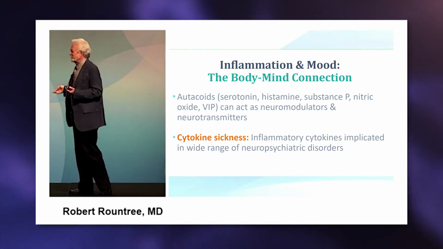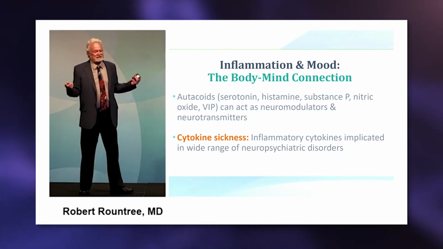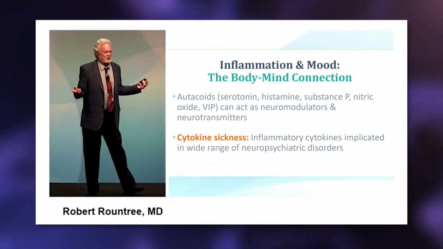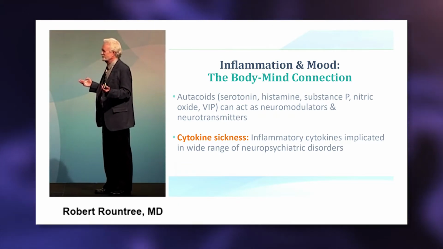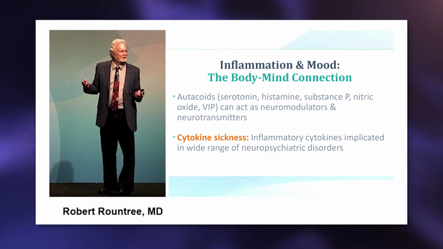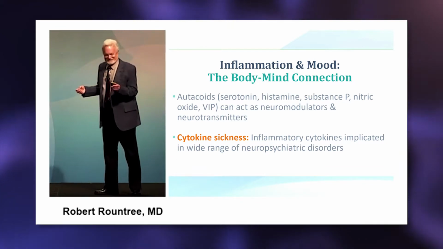The interesting thing to me is how nature does this double duty. You have these autocoids: serotonin, histamine, substance P, nitric oxide, and something peptide, what is it? VIP. We'll call it VIP.